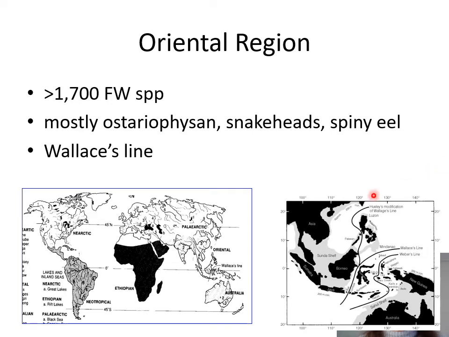Moving on to the next region, the Oriental region over here, kind of Southeast Asia. Over 1,700 species of freshwater fishes, mostly Ostariophysan, but we also have the snakeheads that are in there, the spiny eels.